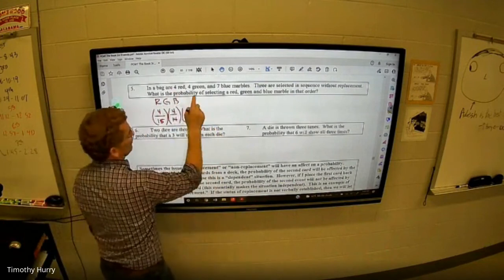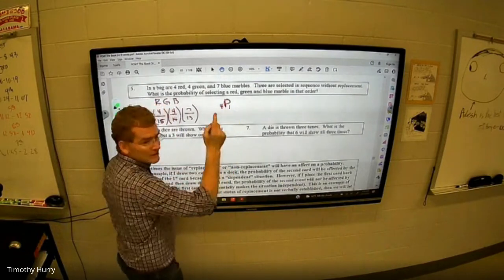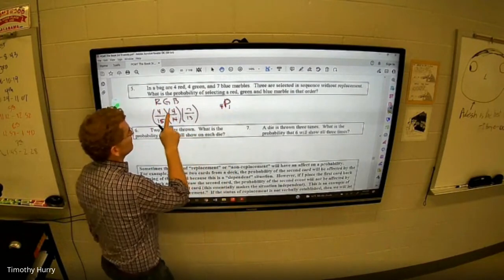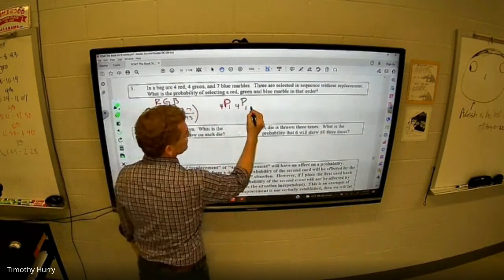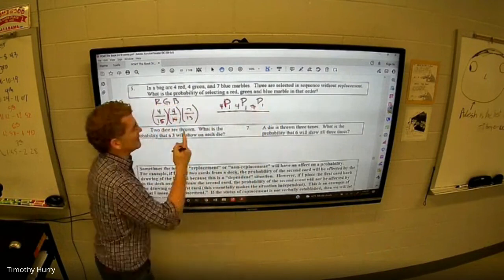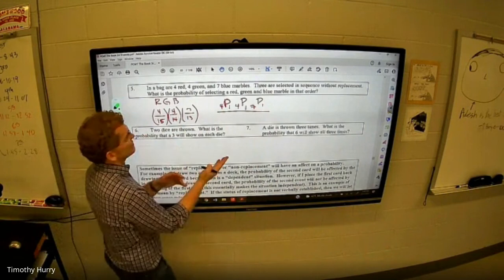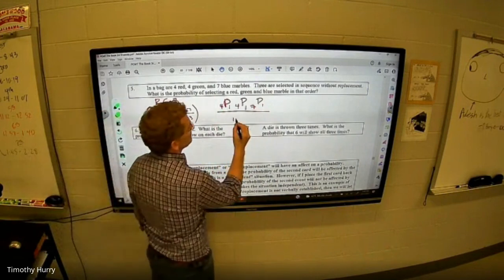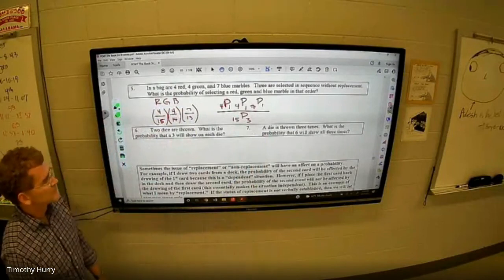But if I wanted to use the other option, I just don't use C's. I go, there's 4 reds. I'm going to pick one in that order. There's 4 greens. I'm going to pick one. There's 7 blues. I'm going to pick one. That's the number of ways I can get a red, a green, and a blue. But what's the total number of ways to pick 3 marbles from 15? If the order doesn't matter, 15P3.